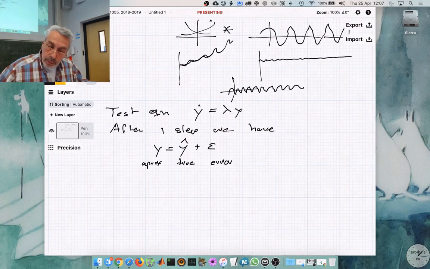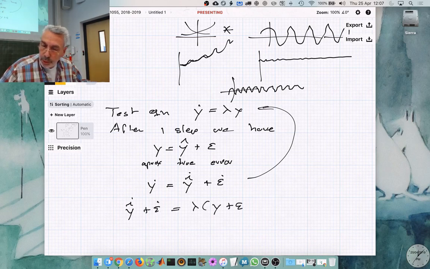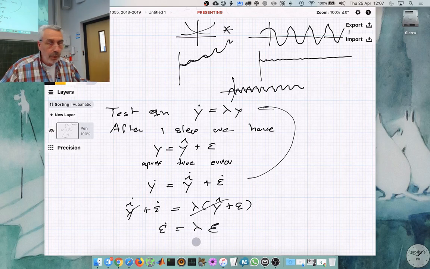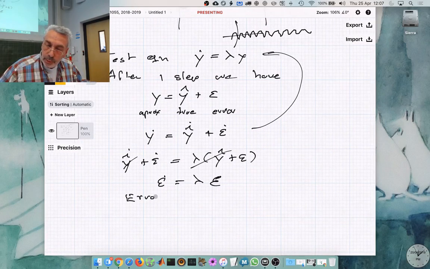Now, how does this evolve? We are interested in how this evolves for y dot, which is the differentiated true solution dot plus epsilon dot. If we put that into our differential equation, then we get true y dot plus epsilon dot is lambda times y plus epsilon. Well, of course we can cross out these two, and we get epsilon dot is lambda times epsilon. So the error behaves exactly the same as the solution behaves. So this is the error propagation.